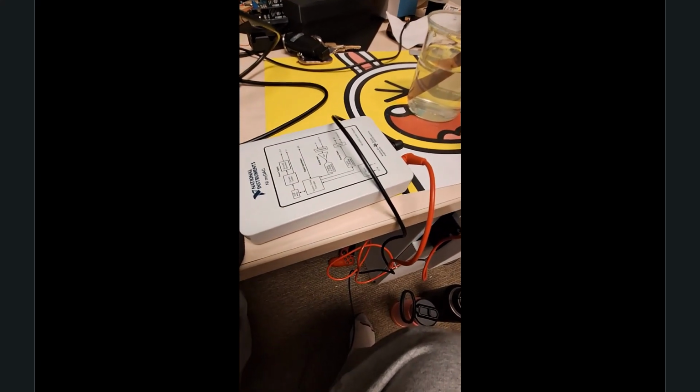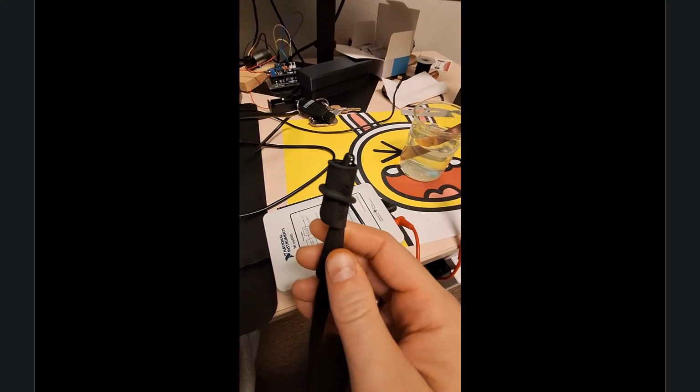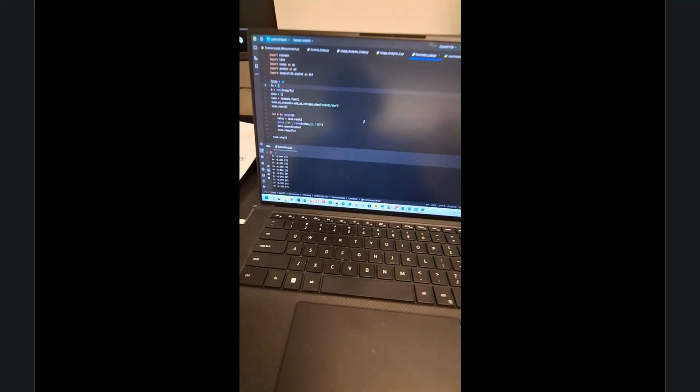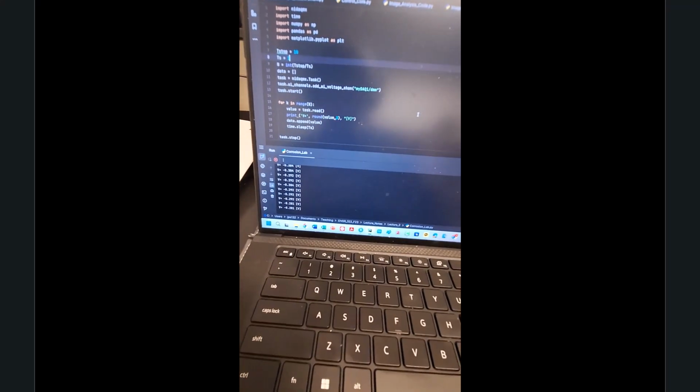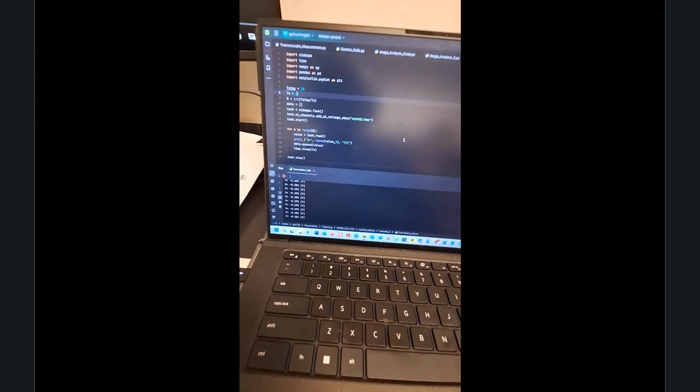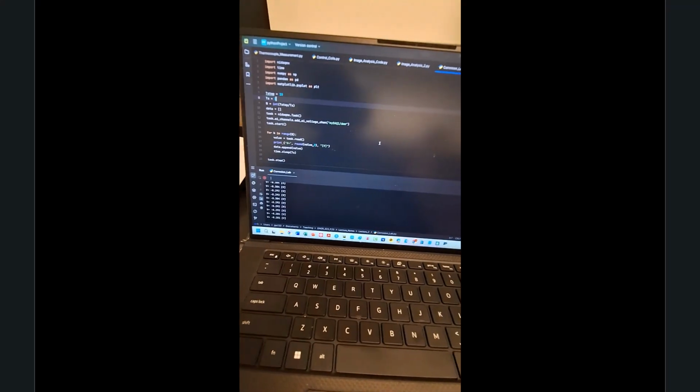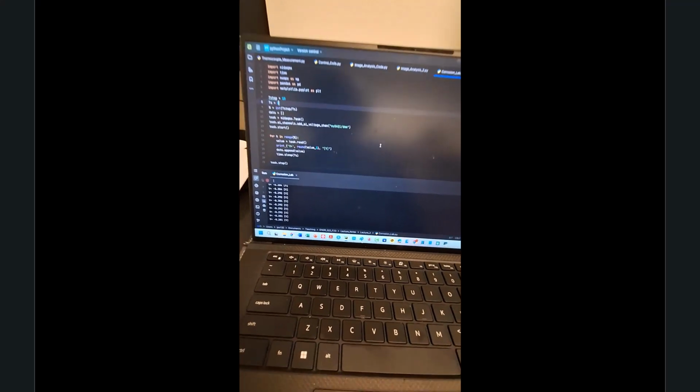We are connected to our National Instruments myDAQ. We have our alligator clips for our negative terminal, and that is connected to our computer, and we're controlling it with our Python script here. That's going to allow us to measure our voltage measurements. So let's go ahead and get started.